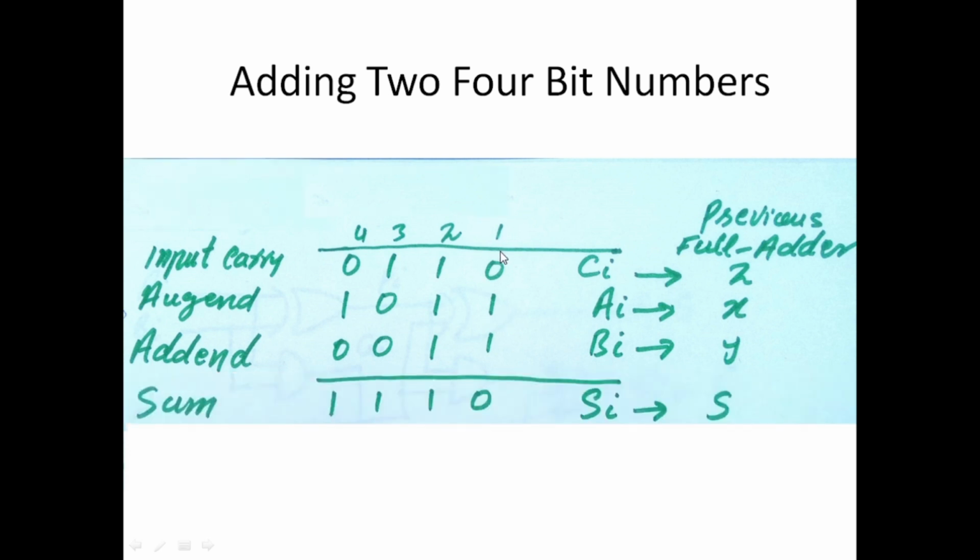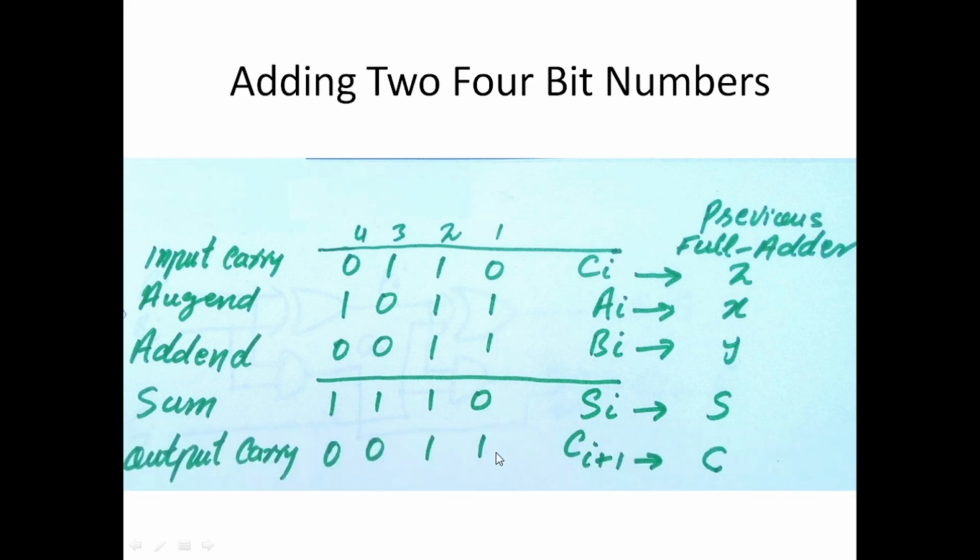So let me add the sum bit as well. So in this complete example, initially for the first 2 bits on the rightmost position, the input carry is 0. It is always 0, and these 2 bits are added. So when these 2 bits are added, 1 1 is 1 0. So 0 is the sum, and 1 is the carry to the next position.